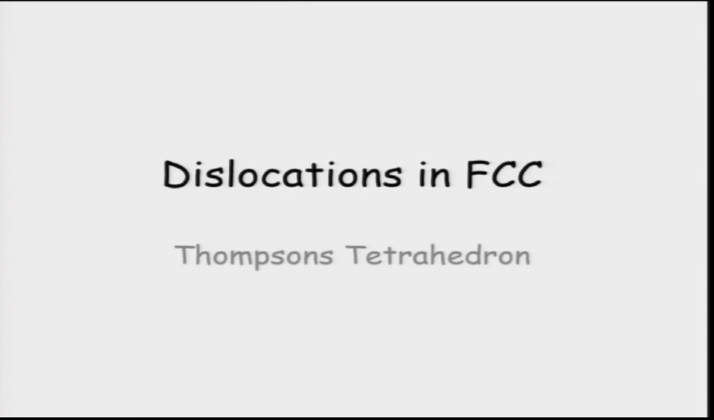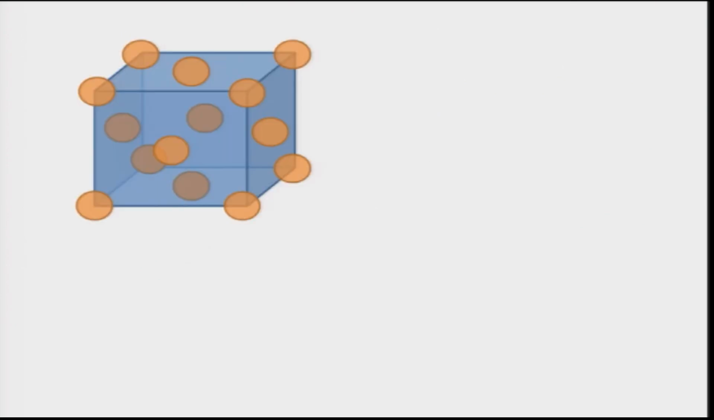So, now let us come to this Thomson's tetrahedron. Now, again going back to our cube, this is the cube and these are the atoms. Now, we want to find all the possible 111 planes. So, this is one set of 111 planes, but we are talking about a family of 111 planes, not the same set of 111 planes. This is what we are talking about: a family of 111 planes.